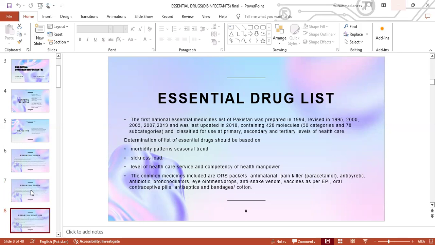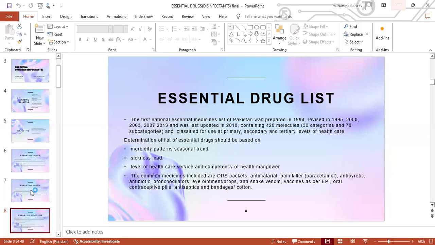Moving on to the essential drug list. The first national essential medicine list of Pakistan was prepared in 1994. Multiple revisions then occurred in 1995, then in 2000, 2003, 2007, 2013, and the last updated list was given in 2018, which contained 428 molecules, 30 categories, and 78 subcategories, and they were classified for use at primary, secondary, and tertiary levels of healthcare.